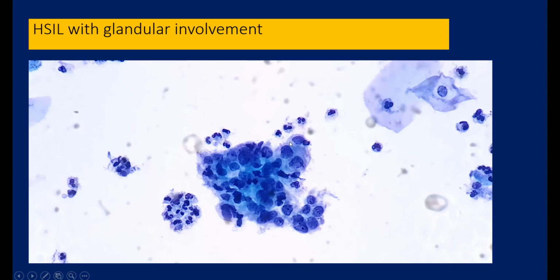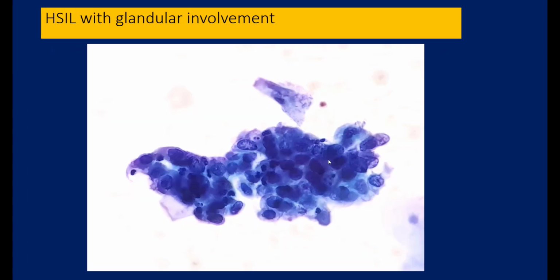But when you look at the cells at the periphery, look at this cell over here. This is a clearly metaplastic cell. The nucleus is oval, pulled out a little bit, hyperchromatic, right? And when you see all these features together, these indicate that we are dealing with an HSIL with glandular involvement. It is a big diagnostic problem.